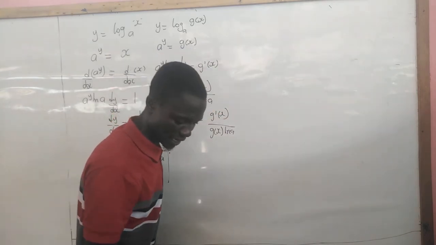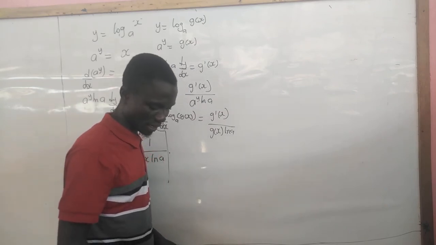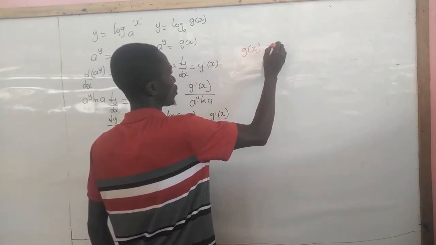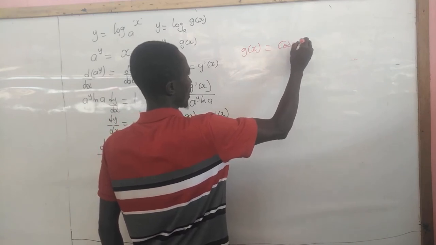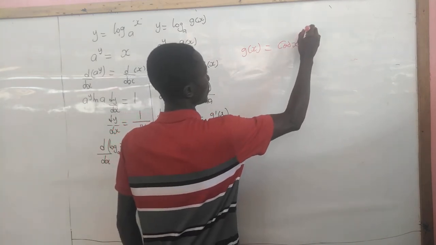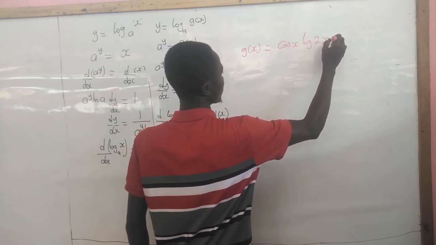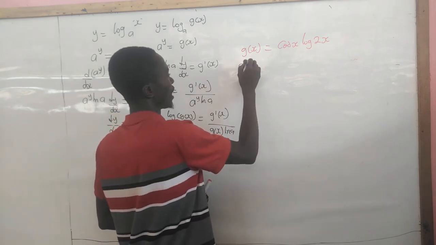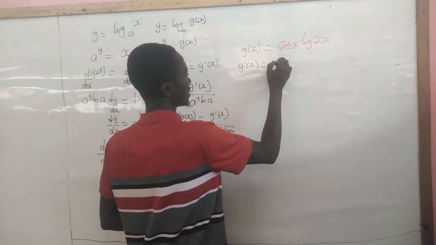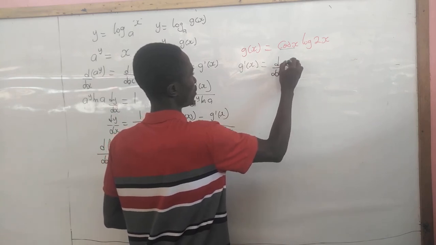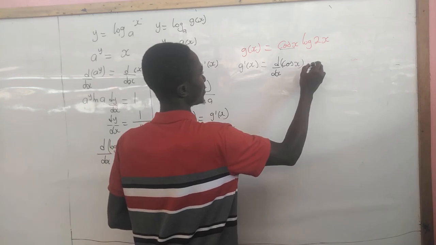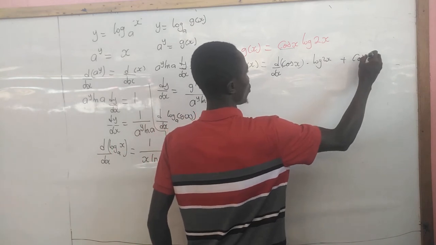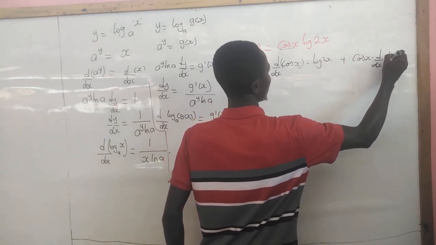Now, the next one. We have j of x is equal to cosine x log 2x. So this one, we are going to use the product rule. So here, j prime of x will be equal to, you differentiate this. So d the cosine of x dx times log 2x plus cosine of x times d dx of log 2x.